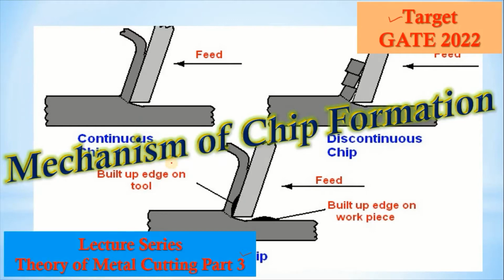In this third part we are going to see the mechanism of chip formation. As we know, whenever we are doing any machining operation, the material is removed from the workpiece in the form of chips. The excess material which we remove from the round bar to get the final shape is removed by chip formation. How this chip formation takes place, what its mechanism is, and what its types are, we are going to see in today's lecture.